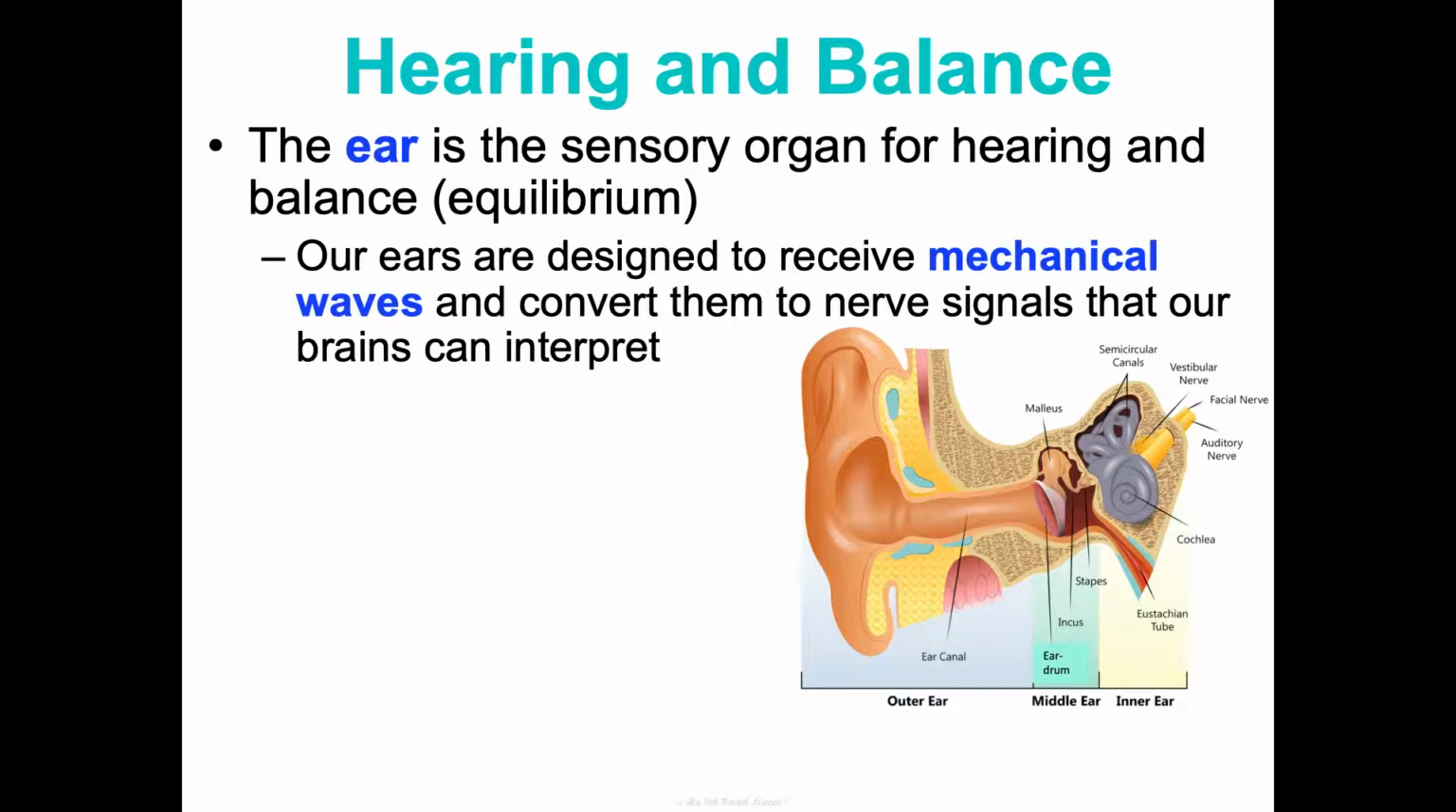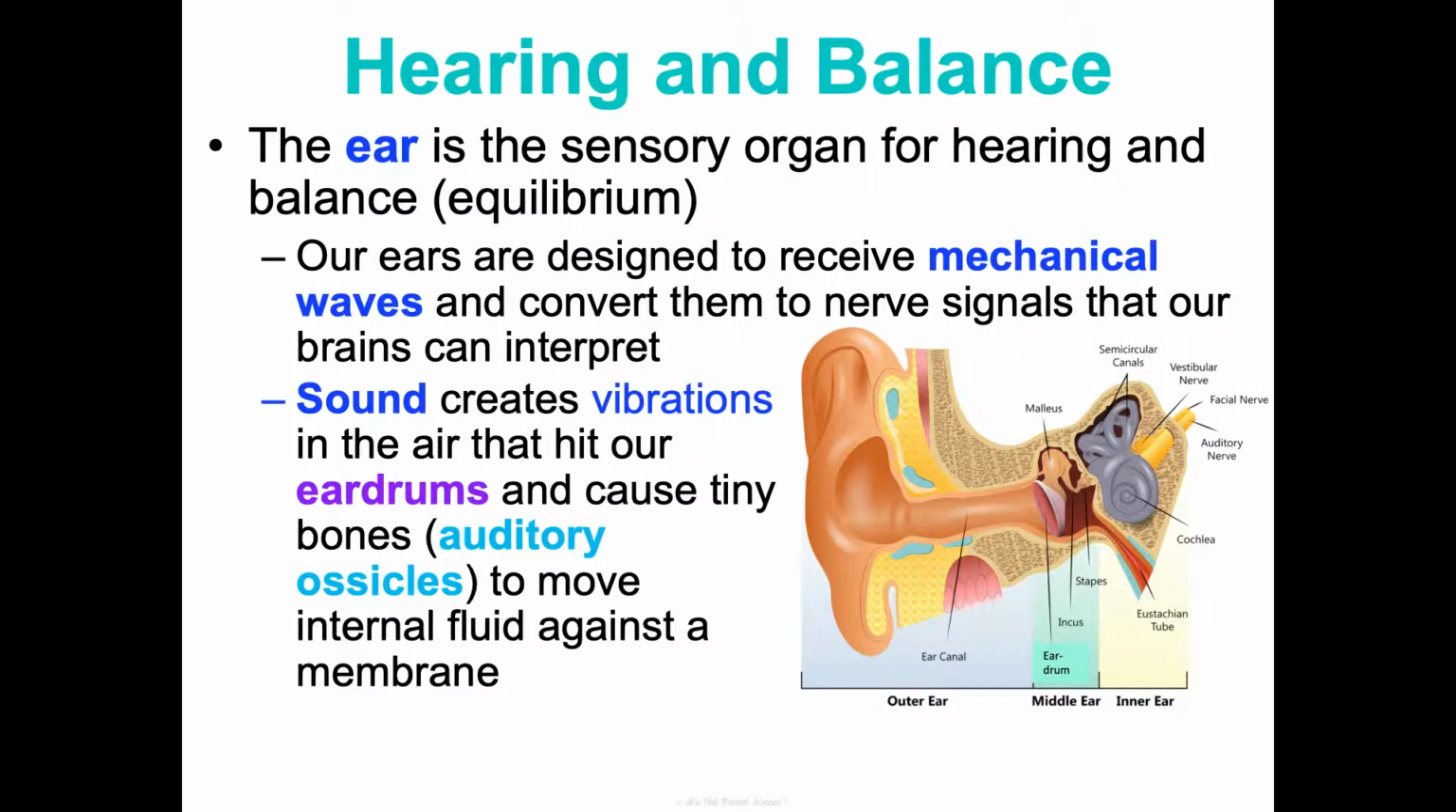Our ears are designed to receive mechanical waves and convert them into nerve signals that our brains can interpret. So hopefully you remember from physical science course that sound creates vibrations, which are the mechanical sound waves in your ear. And essentially those are going to hit your eardrums, which we can see right here in the picture, and cause these tiny bones in your ear, right here, called the auditory ossicles, to move the internal fluid that's in your ear against a membrane, which will then eventually initiate a signal.